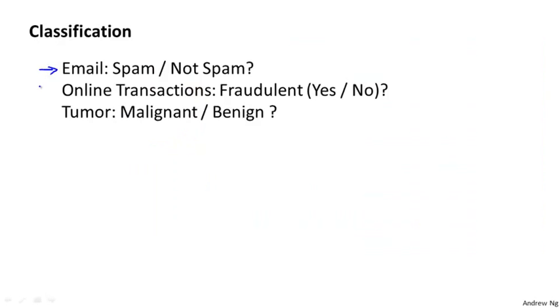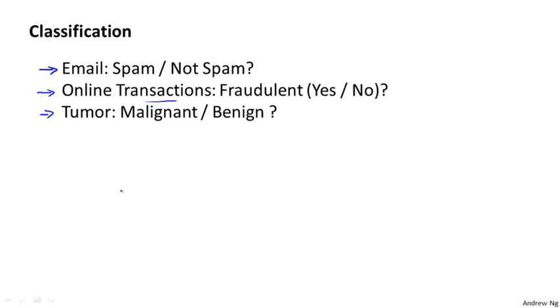Here are some examples of classification problems. Earlier we talked about email spam classification as an example of a classification problem. Another example would be classifying online transactions. So if you have a website that sells stuff and you want to know if a particular transaction is fraudulent or not, whether someone is using a stolen credit card or has stolen the user's password, that's another classification problem. And earlier we also talked about the example of classifying tumors as cancerous, malignant, or as benign tumors.